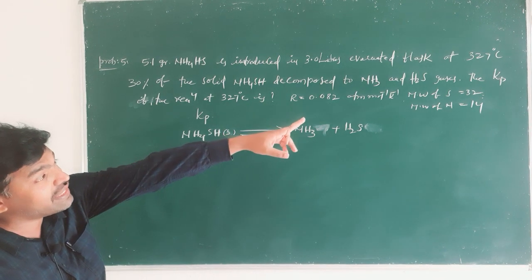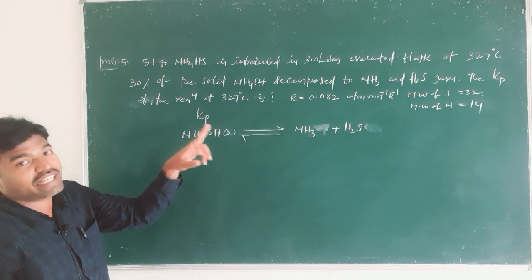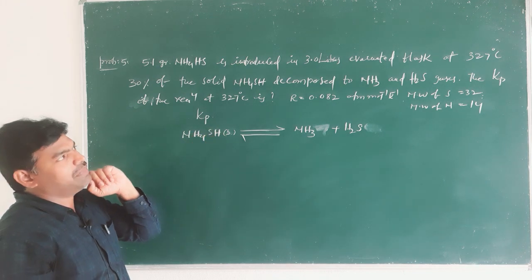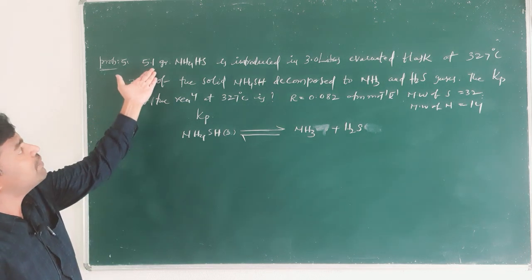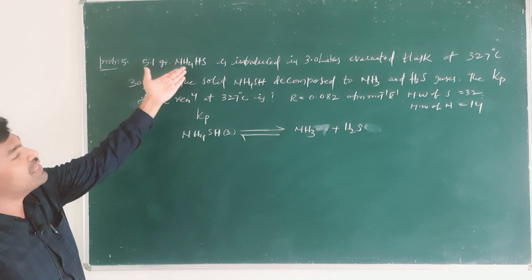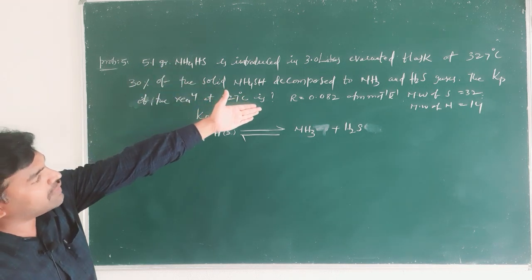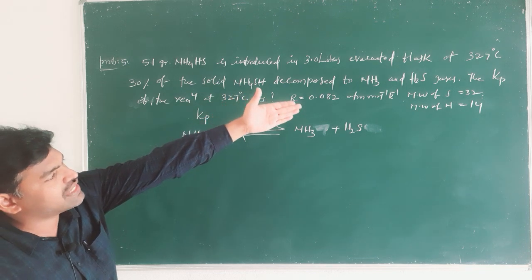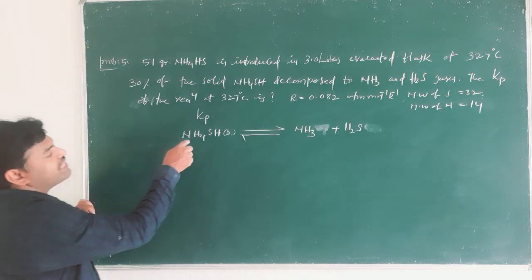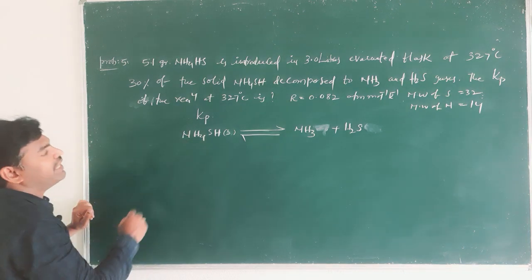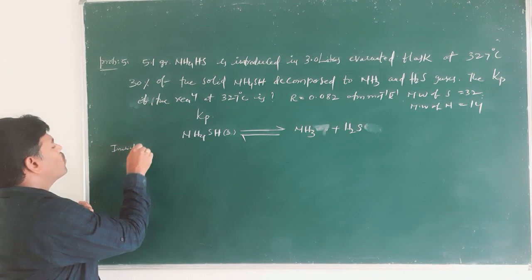They asked to calculate the Kp, which means the equilibrium constant expressed in partial pressures, but we cannot get the partial pressures directly. They gave the initial weight of NH4HS, the R value, and the molecular weights of sulfur and nitrogen. So we can calculate the number of initial moles of NH4HS, because they gave the initial weight.